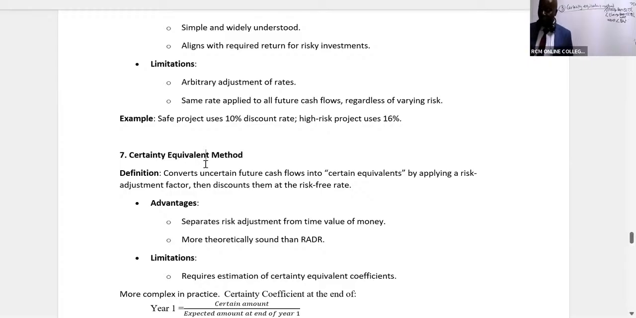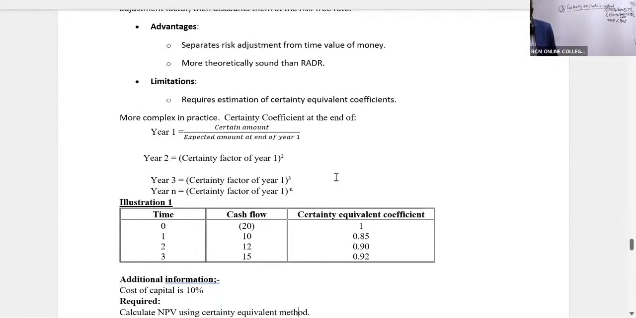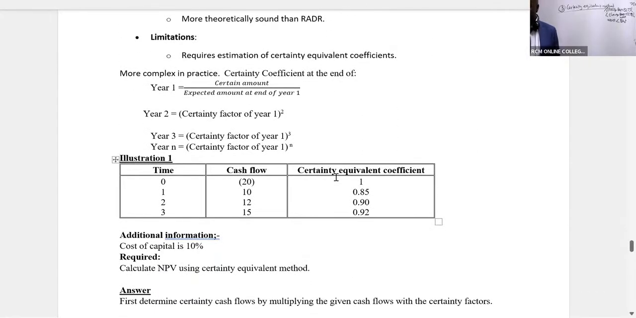So the certainty equivalent method converts uncertain future cash flows into certain equivalents by applying a risk adjustment factor, then discounts them at a risk-free rate. If I do it that way and leave it that way, you can't understand anything. For you to understand what I'm talking about, my good students, let's look at illustration number 1. They've given us the time there, 0 up to 3.